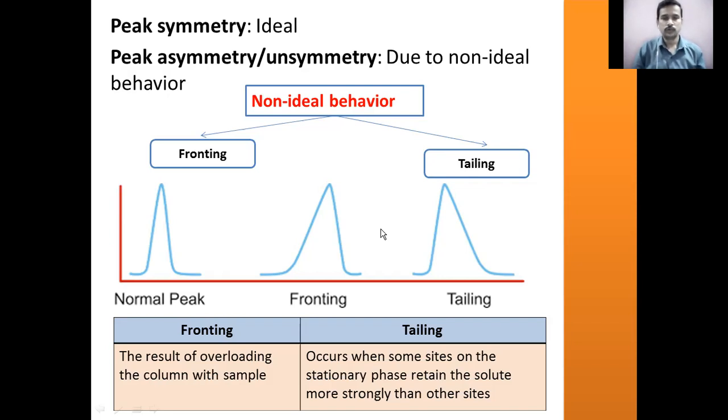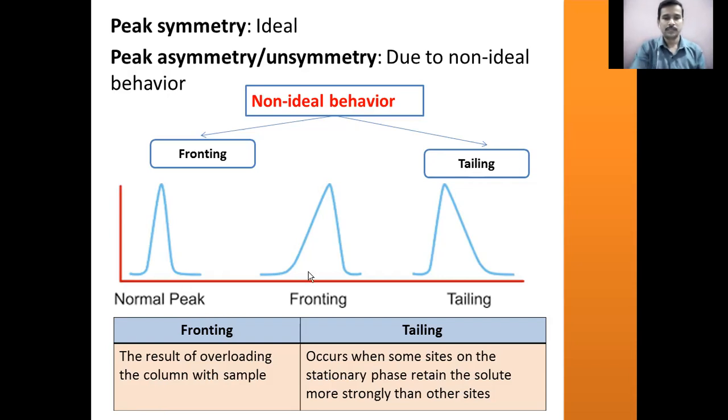Ideal behavior is due to the partitioning of the solute between the stationary phase and the mobile phase. It should be ideal. The solute will be partitioning between the stationary and mobile phase. As the solute moves from the mobile phase to the stationary phase, the concentration of the solute in the stationary phase must increase, and that should be linear. If you plot the concentration of solute in the mobile phase against the concentration of solute in the stationary phase, the concentration profile should be linear.